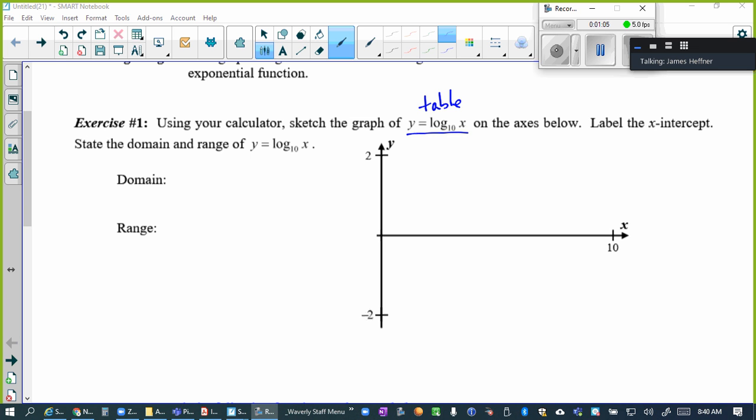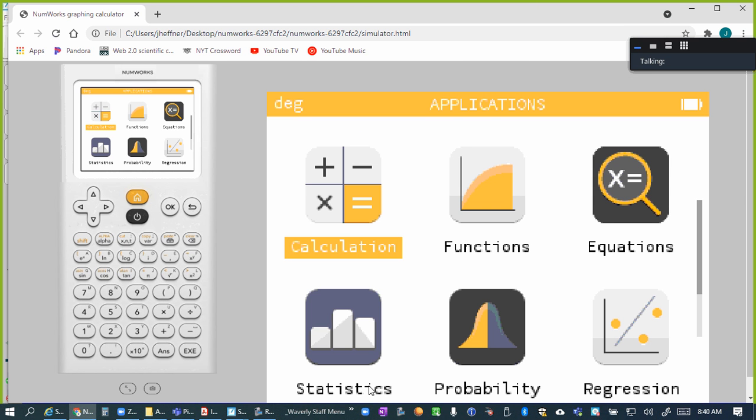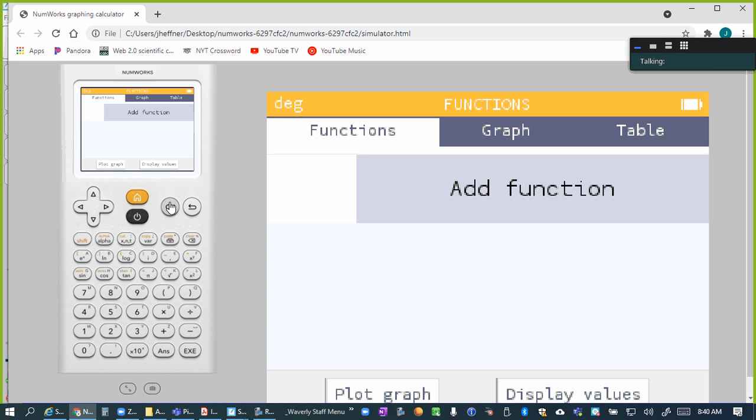So let's see if we can get a table of values here real quick. Log base 10 of x. You really didn't need to write the 10. So let's bring up our calculator and find some points we can plot. If you recall, we want to go over here to functions, and then go down to add a function.